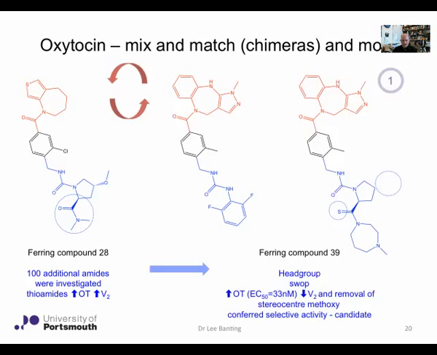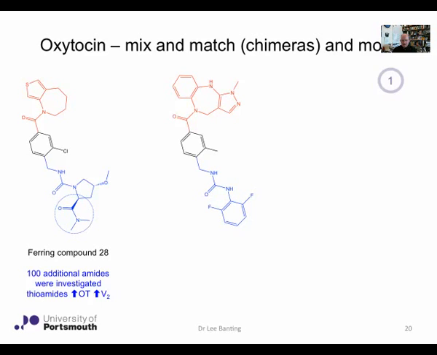So they went back to one of the other compounds that had some activity, and what they did is mix and match these structures to see if the oxytocin receptor action could be retained and the vasopressin 2 agonism could be suppressed. And I'm calling it a mix and match approach.